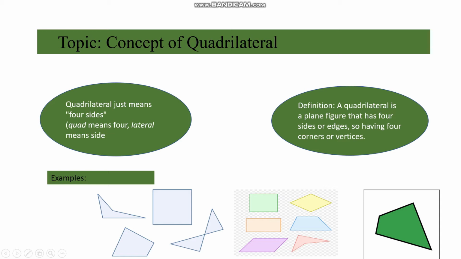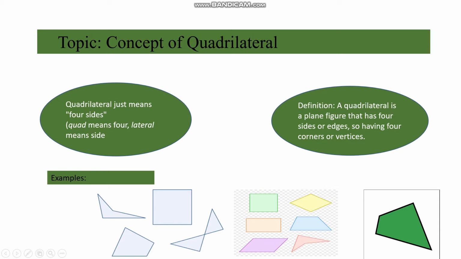Some examples are here. The first example looks like: first side, second side, third side and fourth side. It's a bounded closed figure by four sides. This one is also an example of a quadrilateral: first side, second side, third side and fourth side. So this is also an example of a quadrilateral because it is a closed figure with four sides.